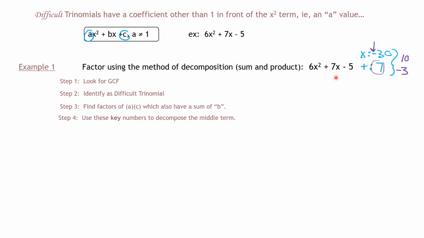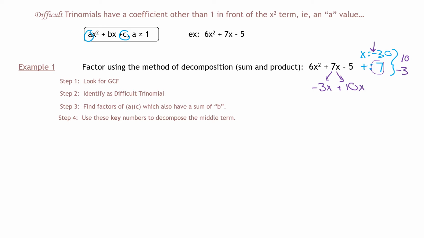So I'm going to break it down. That's what decomposing is. I'm going to break it down with those two key numbers that I wrote there in purple. So instead of 7x, I'm going to write that as a 10x and a -3x. And if you have one positive and one negative, if you have a choice, put the negative first. It makes it easier later. So all I've done is taken the 7x and rewritten it as -3x plus 10x.